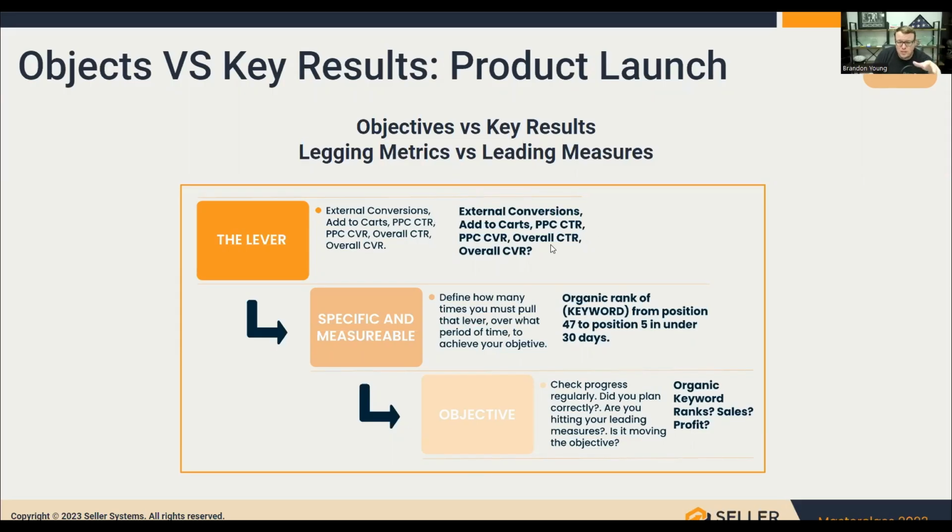And what are some of the levers you can pull to do that? Well, it might be getting more add to carts, external traffic. It might be improving your PPC click-through rate, improving your PPC conversion rate. It might be getting overall click-through rate higher, or getting your overall conversion rate higher. So what are some of the things you can do there? Well, external conversions, you can work on. Add to carts aren't necessarily as easy to get anymore. It used to be. But again, PPC click-through rate, PPC conversion rate, overall click-through rate, and overall conversion rate.